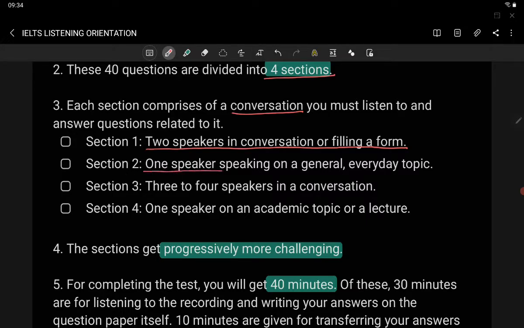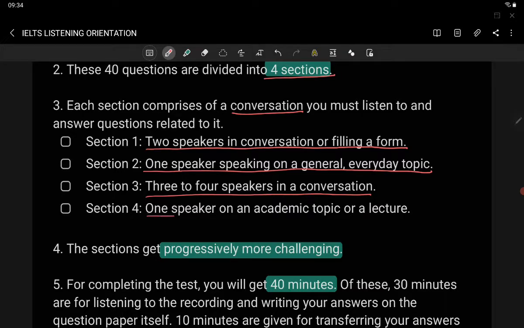Section 2 is one speaker speaking on a general everyday topic. So, this is not going to be an academic topic. This is just going to be some general information about a town, a city, maybe about some kind of transport. So, it's going to be one person, it's going to be a monologue, and they will be speaking on a general everyday topic. Section 3 is 3 to 4 speakers in conversation. So it's like a group of friends, a group of college students or colleagues who are talking to each other. There will be 4 different voices, and you will have to listen to the conversation and answer your questions.